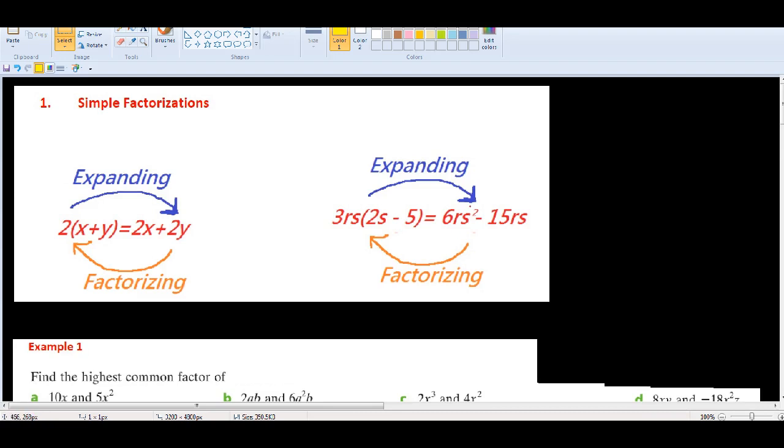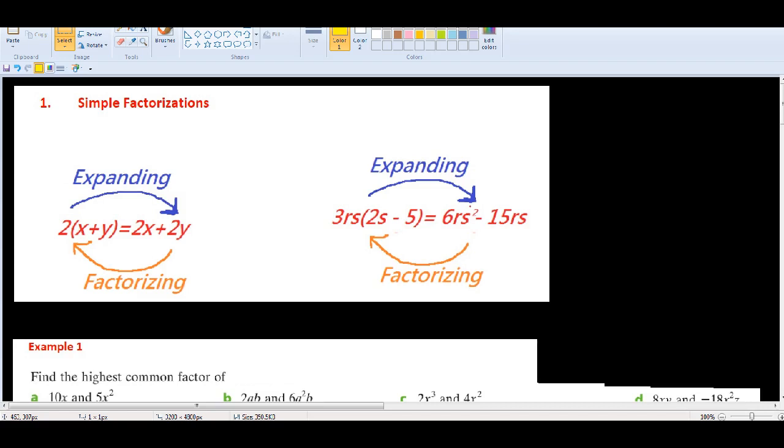But in year 9, you should have learned that we can go from the other side. If I give you the expanded form on the right hand side, can you go back to the left hand side, which is what we call factorizing? For example, from 2x plus 2y, if you go back to 2 times bracket x plus y, that's what we call factorizing or factorization. And of course, factorization would be more difficult than expanding.